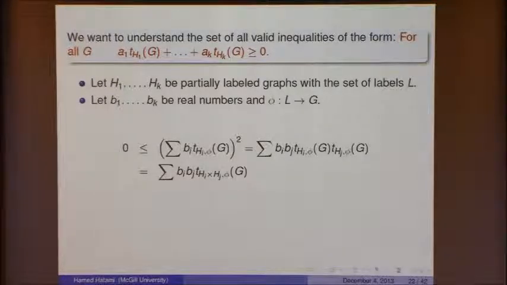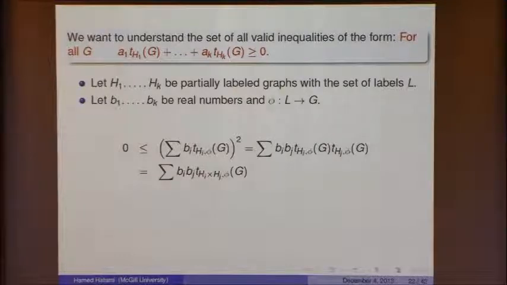Now we can expand this. So what will be the expansion? I'll get this double sum, b_i b_j t(H_i, phi) t(H_j, phi). But now I know what this is by my definition, right? This is nothing but t of H_i times H_j, the way I defined before with this gluing operator, phi of G. So I know that this inequality holds. For any graph G and any given phi, this is always nonnegative with these partially labeled graphs.